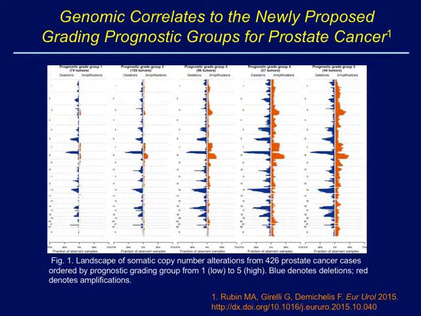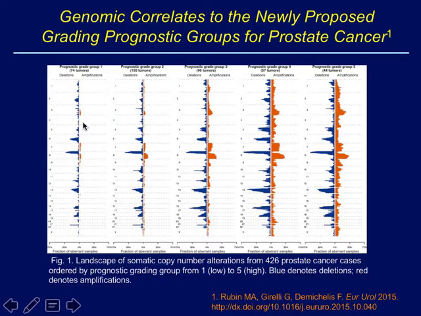From a genetic point of view, it has also been validated. This is Mark Rubin's data, looking at 426 prostate cancers and looking at copy number alterations, either deletions in blue or amplifications in red. What you see across the different grade groups, from prognostic grade group 1 all the way to 5, is that the same pattern of changes occurs, but with increasing prevalence as you go from low to high grade. It says a couple of things to me. Not only does this stratify patients appropriately, but it also tells us something about these ISUP1s. They're cancer, and we should probably think of them as cancer.